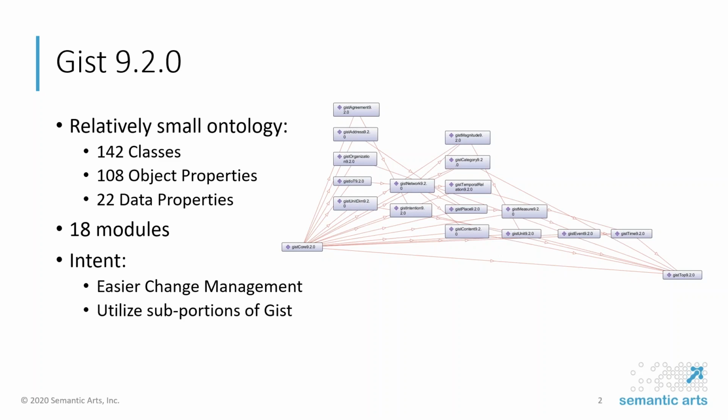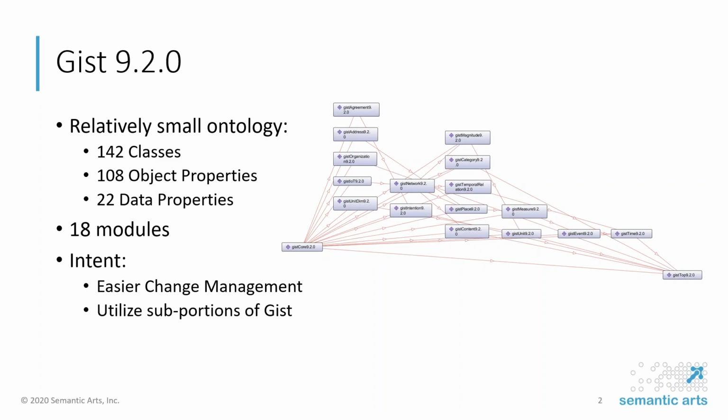GIST is a relatively small ontology. I think everyone on here has been using it. The current version is 9.2.0. It has 142 classes, 108 object properties, and 22 data properties, so about 270 total concepts. It's split currently across 18 modules.